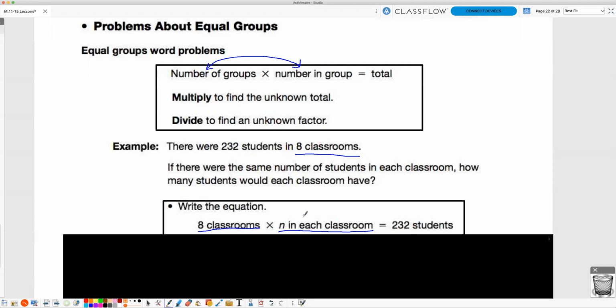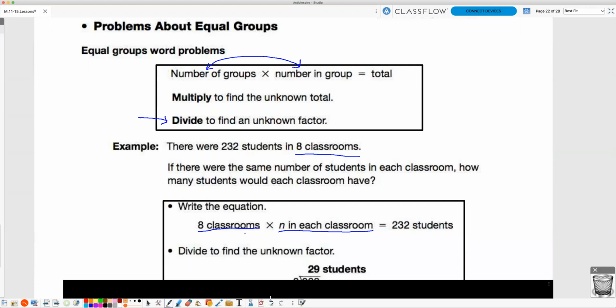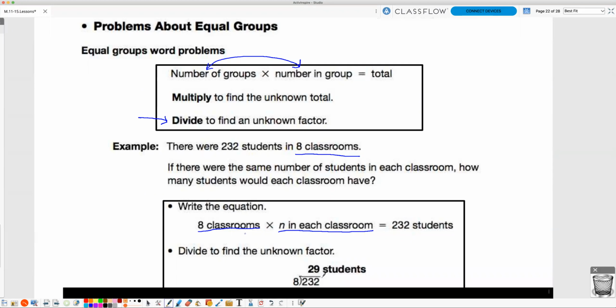So this is the unknown factor, which just means we have to divide to find the unknown factor. So you have 232 divided by 8, which would be 29 students. So the number in each classroom then is 29 students. There are 8 classes of 29 students.